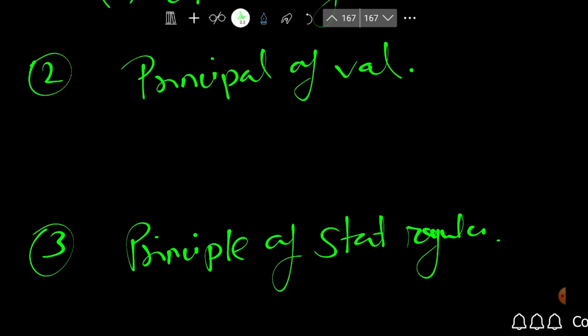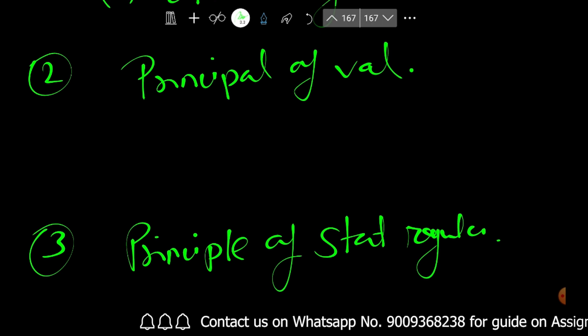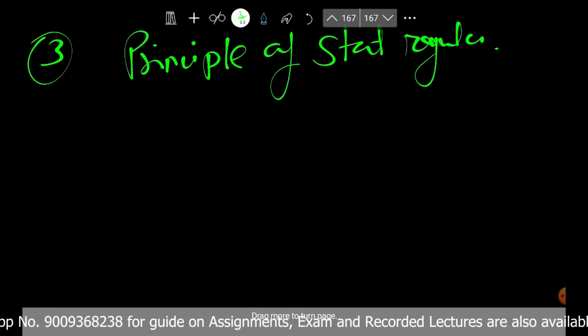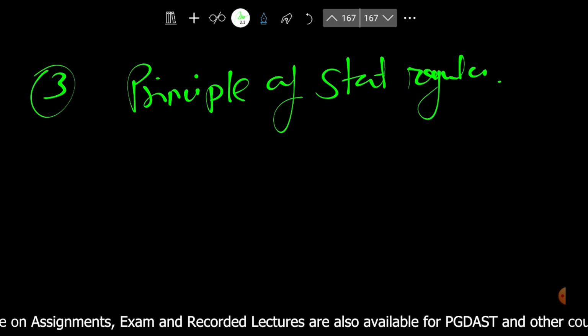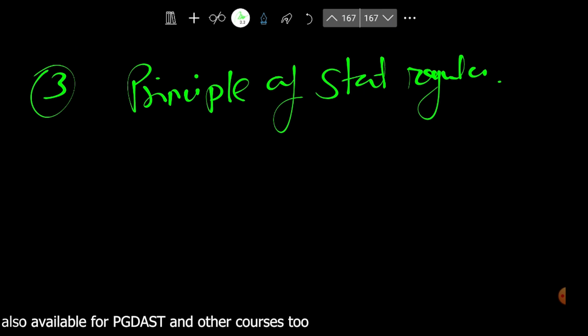Now the next one is the principle of statistical regularity. According to the principle of statistical regularity, a moderately large number of items chosen at random from a large group are almost sure on the average to possess the characteristics of the large group. This principle has its origin in the law of large numbers.